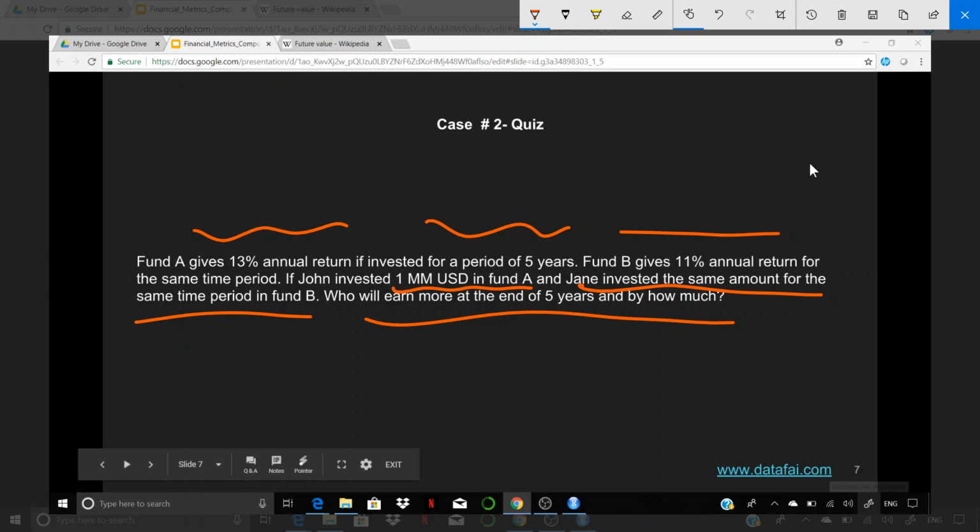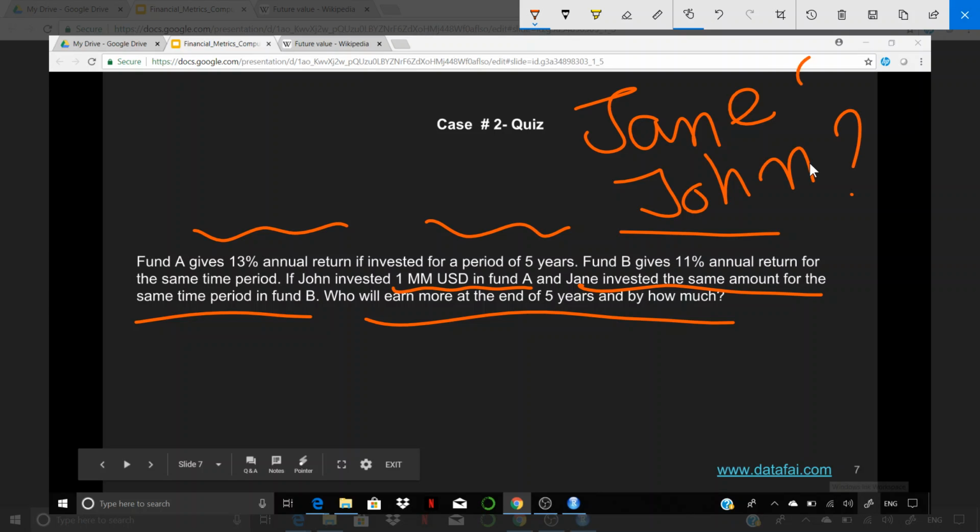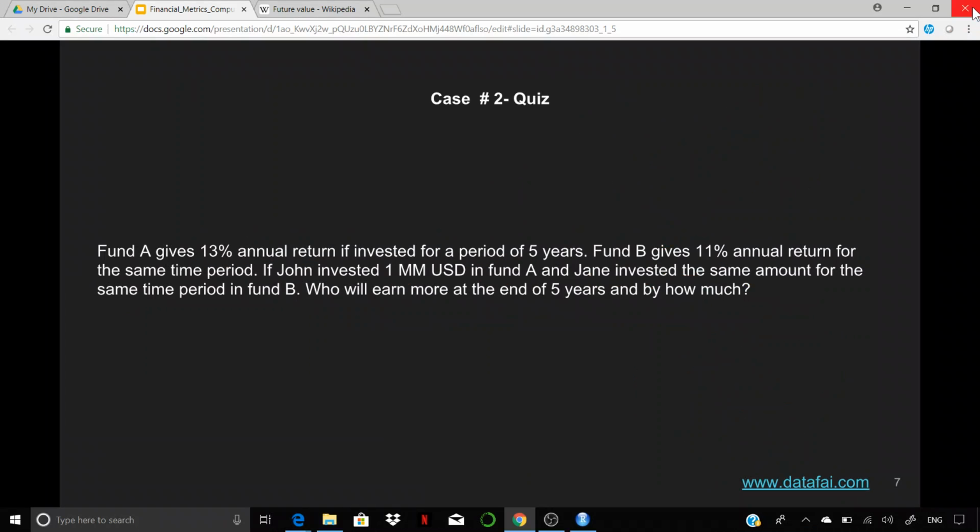You can spend some time going through it. You need to tell me who is going to have more money, in terms of future value, Jane or John. I don't know, you tell me. And then what is going to be the difference that either John or Jane will be earning higher? So that's the quiz based on this problem.